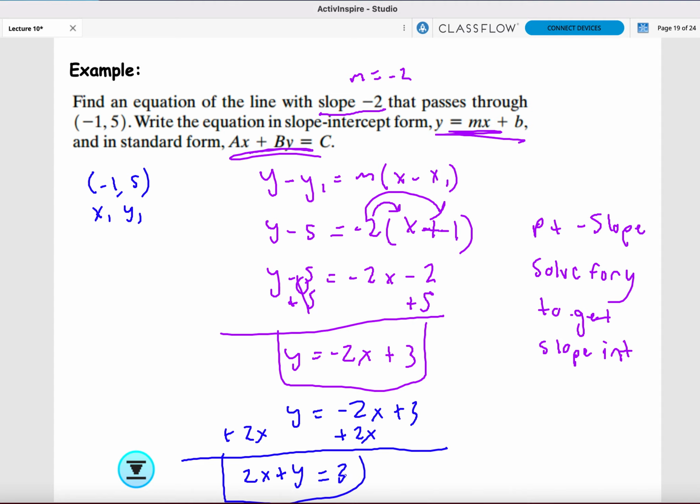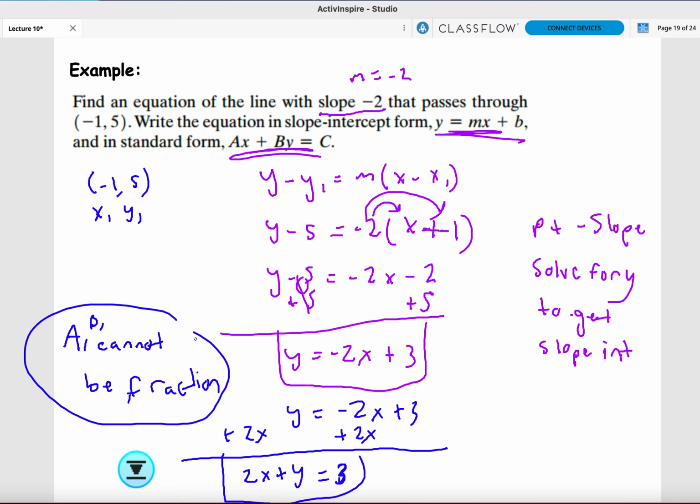Now you can't have any fractions involved. So let's say we have 2 over 4. We will multiply everything by 4 to get rid of the fraction. A cannot be a fraction. A, B, or C cannot be fractions. That's what I remember from algebra. If I'm wrong, my apologies, but I feel like we cannot have a fraction in the answer.